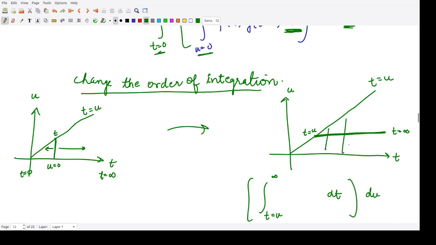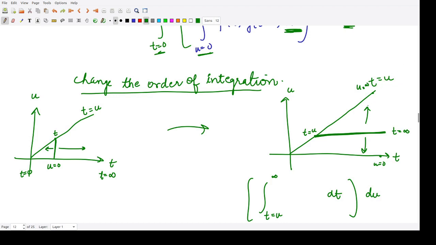Now we have again to paint this whole area. So how will we do that? We will move this horizontal line upwards and downwards until the whole area is covered. That means here the value of u is equal to 0, and at this portion the value of u is equal to infinity after some long interval of time, because we are to calculate this whole area.